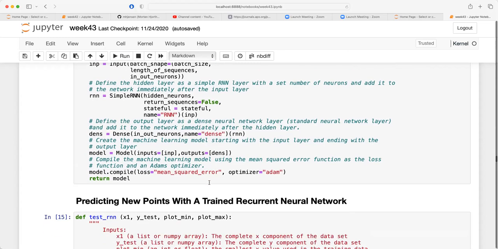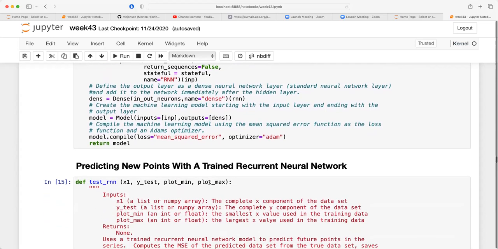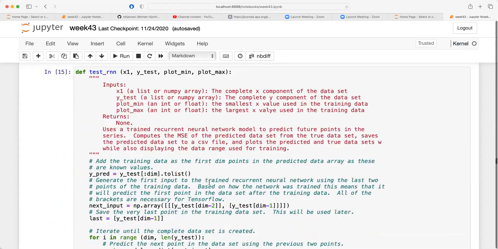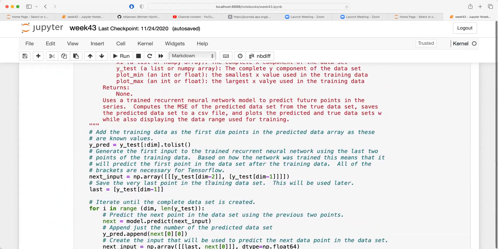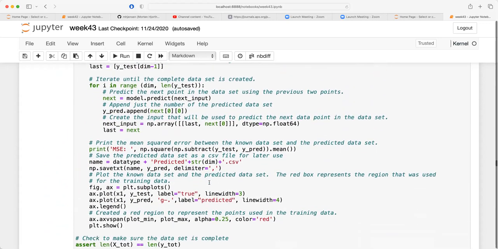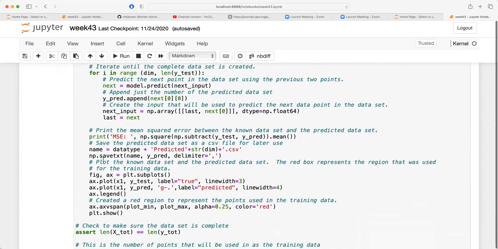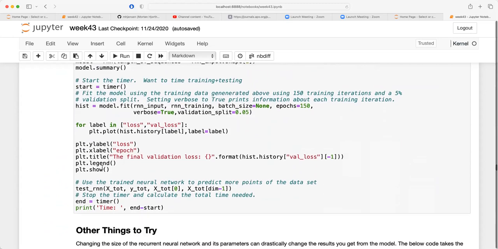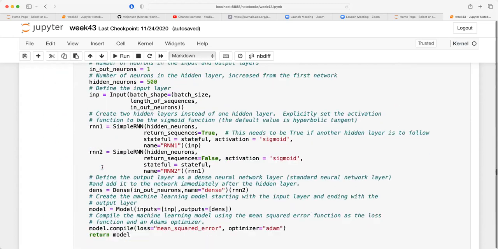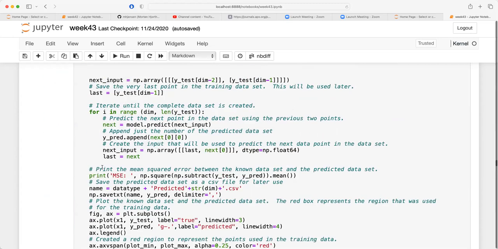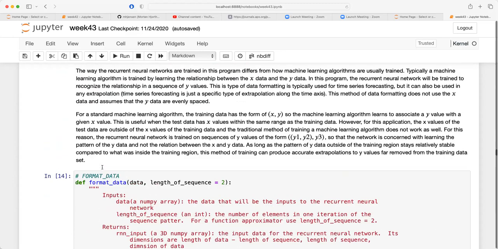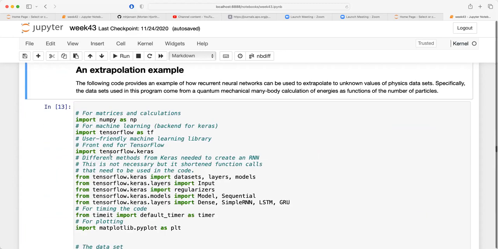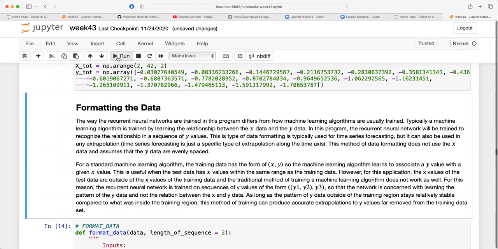Then I can make predictions with the trained recurrent neural network, like it's done here, calculate the mean squared errors, and so on. Let me show you some typical results which you could get. I thought I had run it, but no, I actually have to rerun it here. So let me just rerun these calculations.